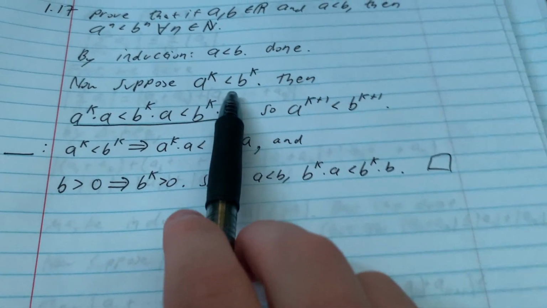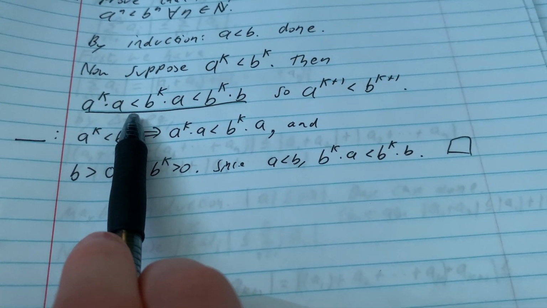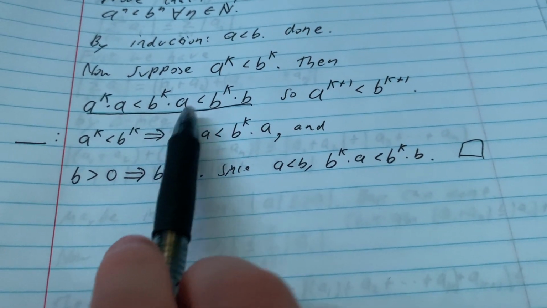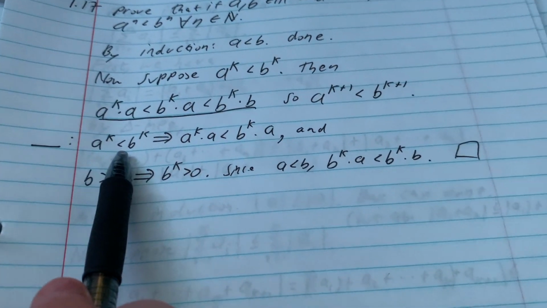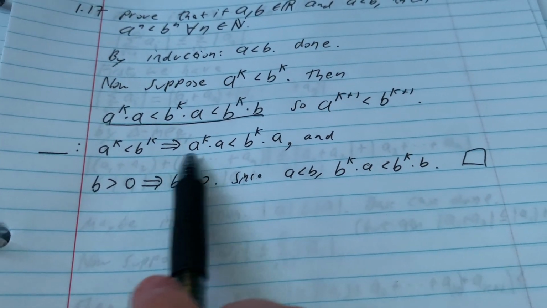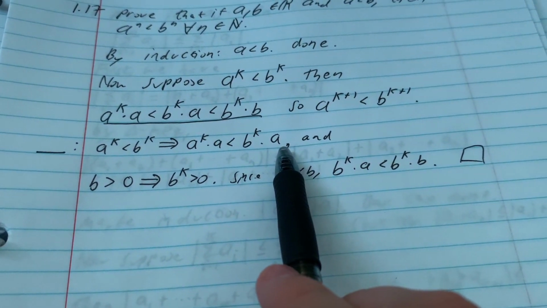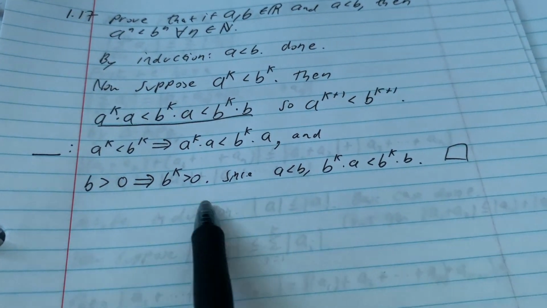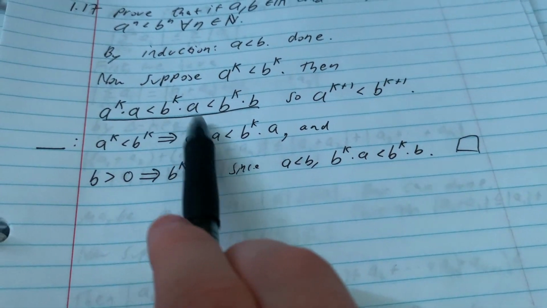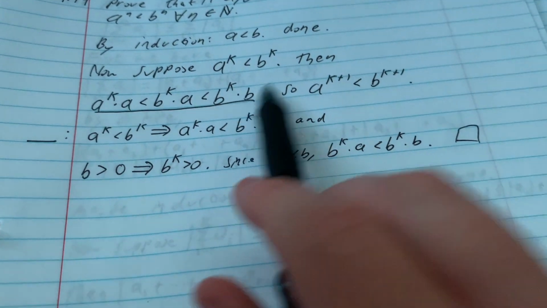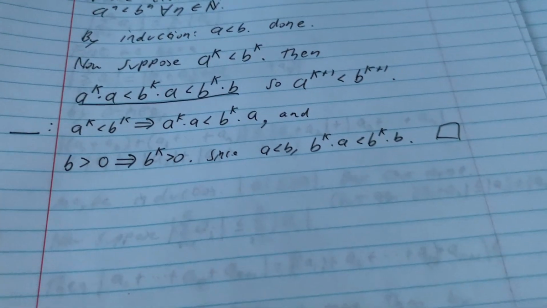Suppose a to the k is less than b to the k. Then a to the k times a is less than b to the k times a is less than b to the k times b, which means a to the k is less than b to the k implies a to the k a is less than b to the k a. Wait, what? Why'd I write this so weird? Oh, here we go. A to the k times a is less than b to the k times a is less than b to the k times b. So by transitivity, a to the k plus 1 is less than b to the k plus 1.